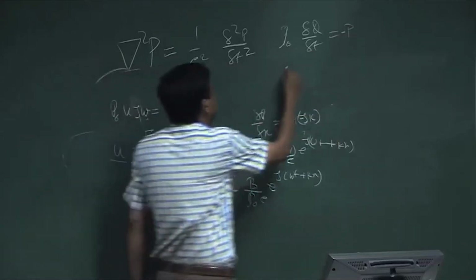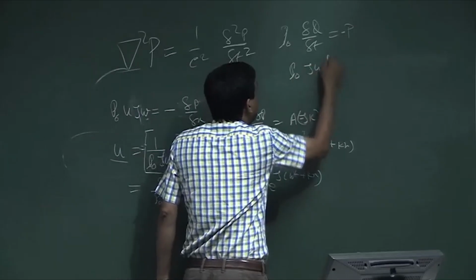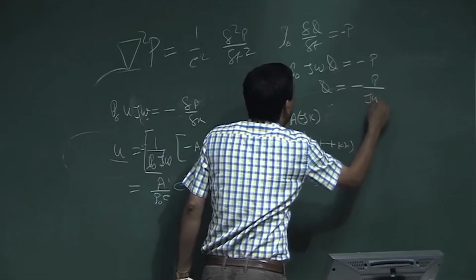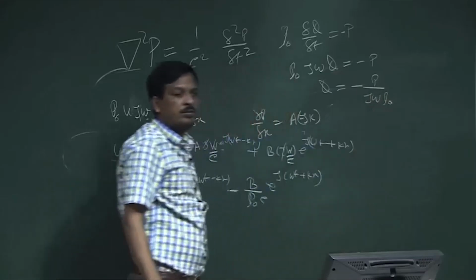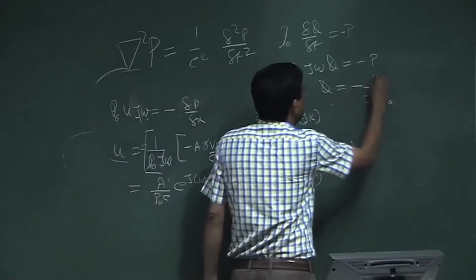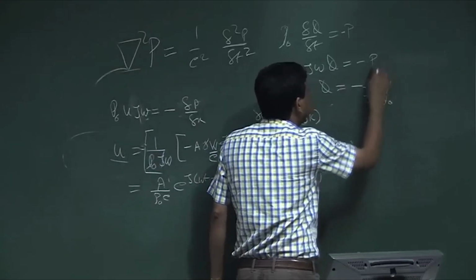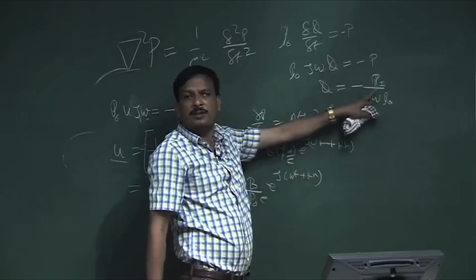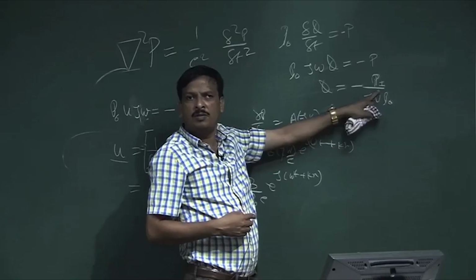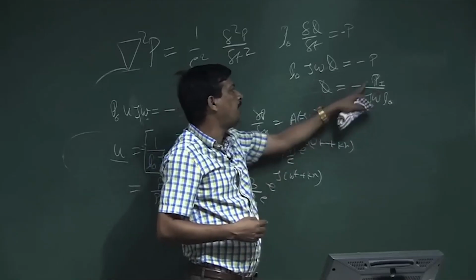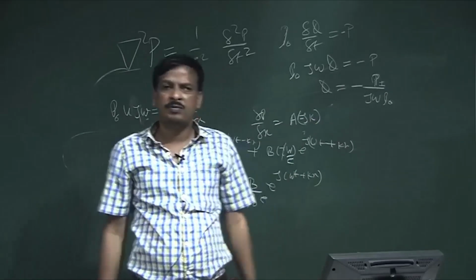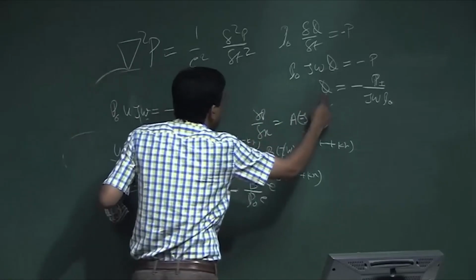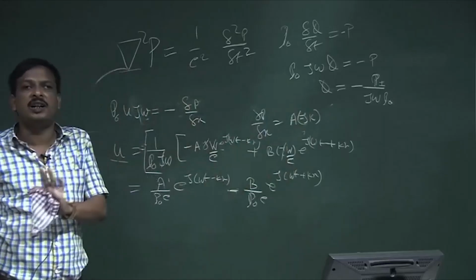So phi is nothing but rho 0 j omega phi is equal to minus p, so phi is minus p by j omega rho 0. And p is plus minus. Instead of forward wave and backward wave, I write plus minus. Plus means backward wave, minus means forward wave. So it is nothing but phi is plus minus p by j omega rho 0. So this is the relation between u, phi and p. Those will be used in deriving that solution.